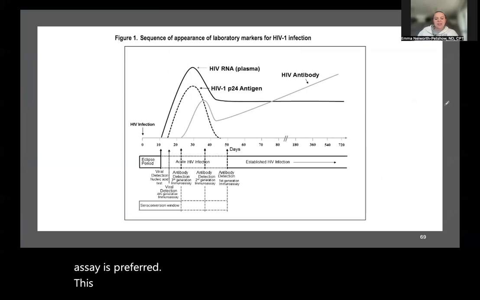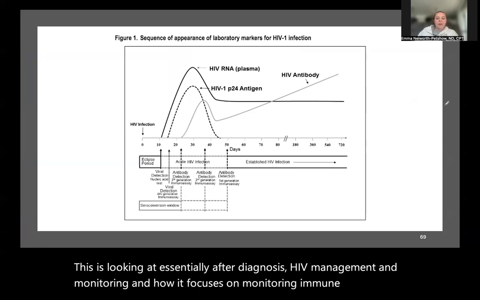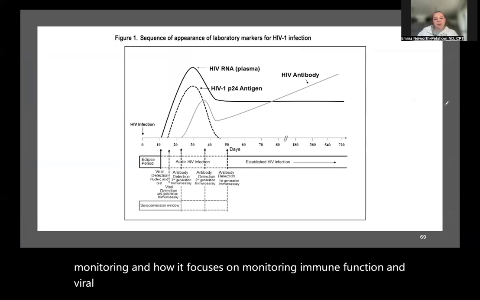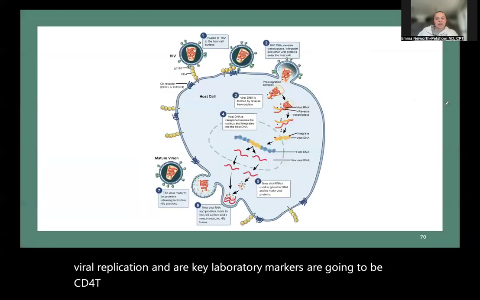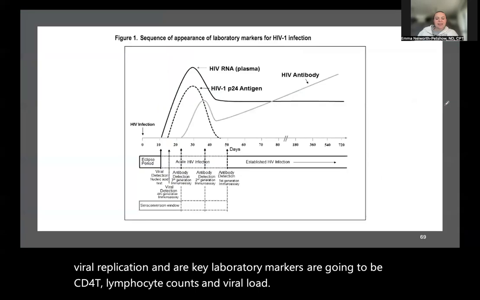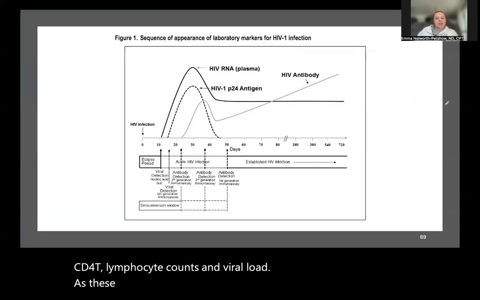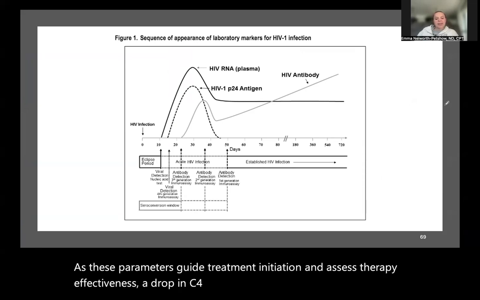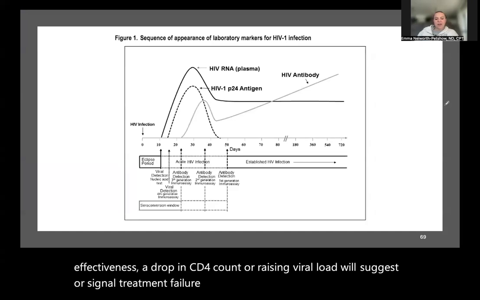This is looking at, essentially after diagnosis, HIV management and monitoring, and how it focuses on monitoring immune function and viral replication. Our key laboratory markers are going to be CD4 T lymphocyte counts and viral load, as these parameters guide treatment initiation and assess therapy effectiveness. A drop in CD4 count or rising viral load will signal treatment failure or disease progression.